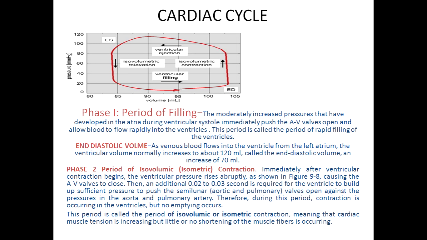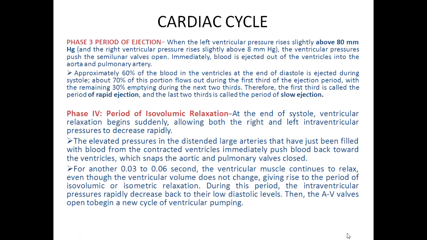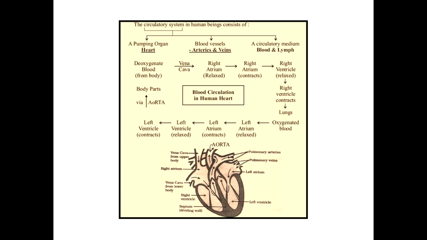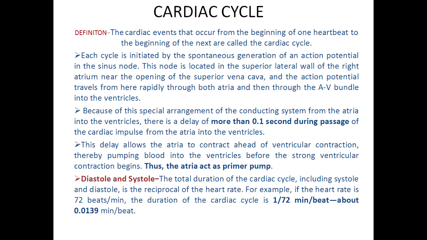Let me repeat again. This isovolumic contraction is occurring to prevent the backflow of blood from ventricles to the atria before the opening of the semilunar valves of aorta and pulmonary arteries. Understand? So this is called isovolumic contraction. So the cardiac cycle has 4 phases: period of filling, period of isovolumic contraction, ventricular period of ejection, and period of isovolumic relaxation. Understand? And this is blood circulation and the cardiac cycle.